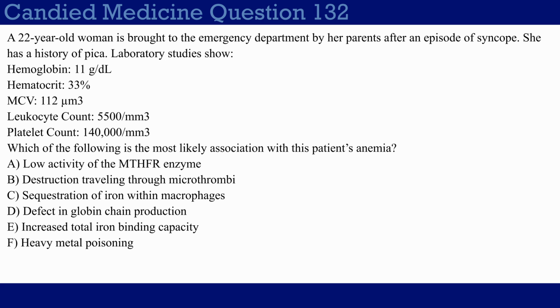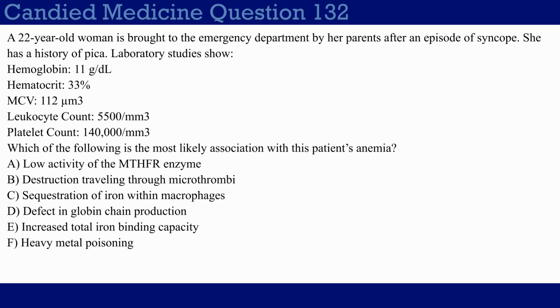This is an anemia question. And the first thing you should have noticed is that this patient has an increased MCV, 112, which is above 100. On step one, if you get a macrocytic anemia, 9 times out of 10, it's going to be a question about B9 or B12 deficiency.